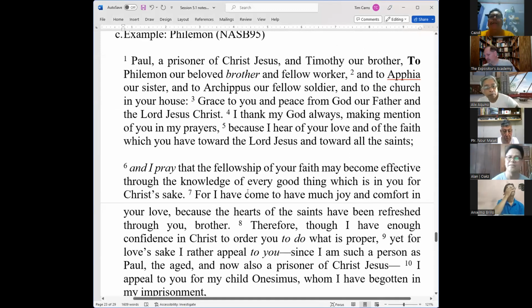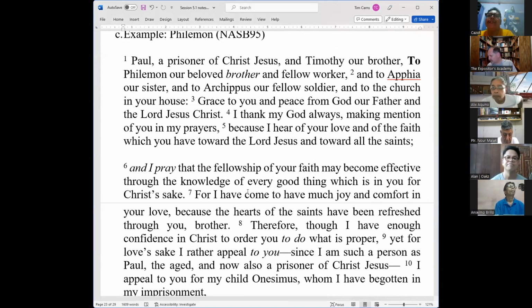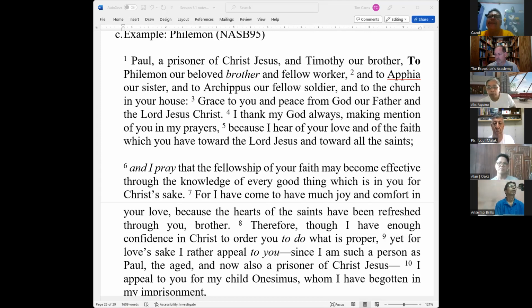Philemon, verse 1. Paul, a prisoner of Christ Jesus, and Timothy, our brother, to Philemon, our beloved brother and fellow worker, and to Apphia, our sister, and to Archippus, our fellow soldier, and to the church in your house. Grace to you and peace from God our Father and the Lord Jesus Christ. I thank my God always, making mention of you in my prayers, because I hear of your love and of the faith which you have toward the Lord Jesus and toward all the saints.